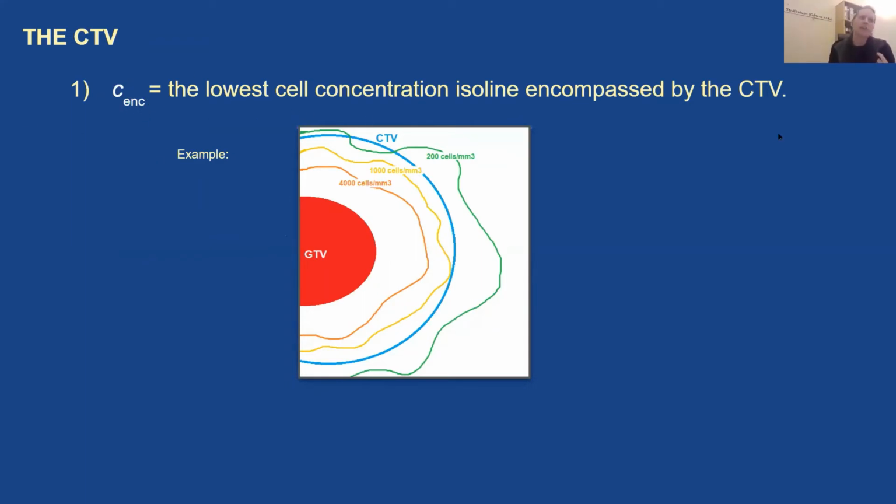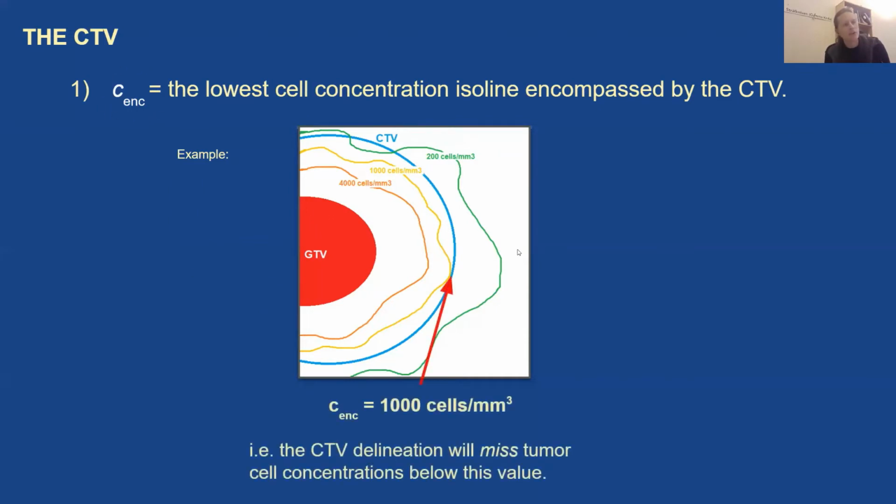And this is actually the lowest cell concentration isoline encompassed by the CTV. So for example, we have a GTV here in red. We're going to have different isolines of tumor distribution around it. And the lowest value that is fully encompassed by the CTV is equal to this C-encompassed. In this case, it would be 1,000. This means that the CTV delineation will miss regions with cell concentrations less than this value. So ideally, C-encompassed should be equal to 0.